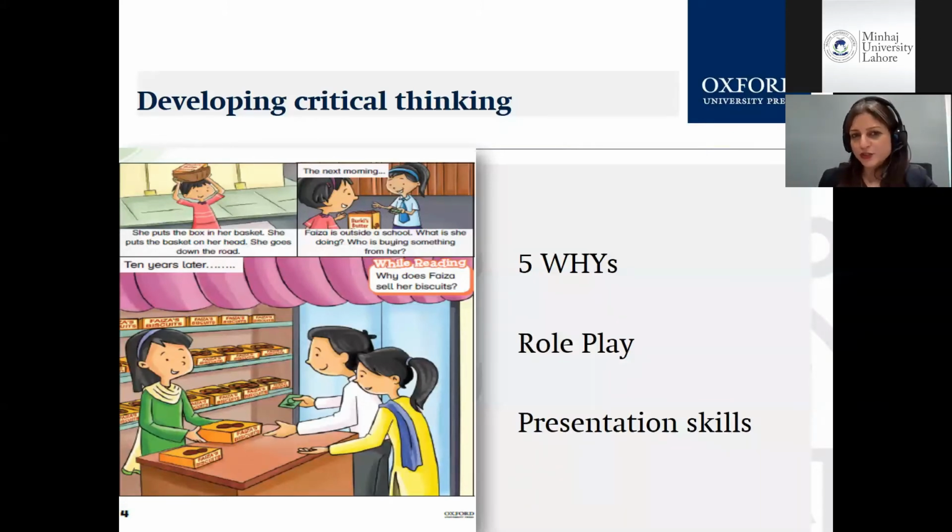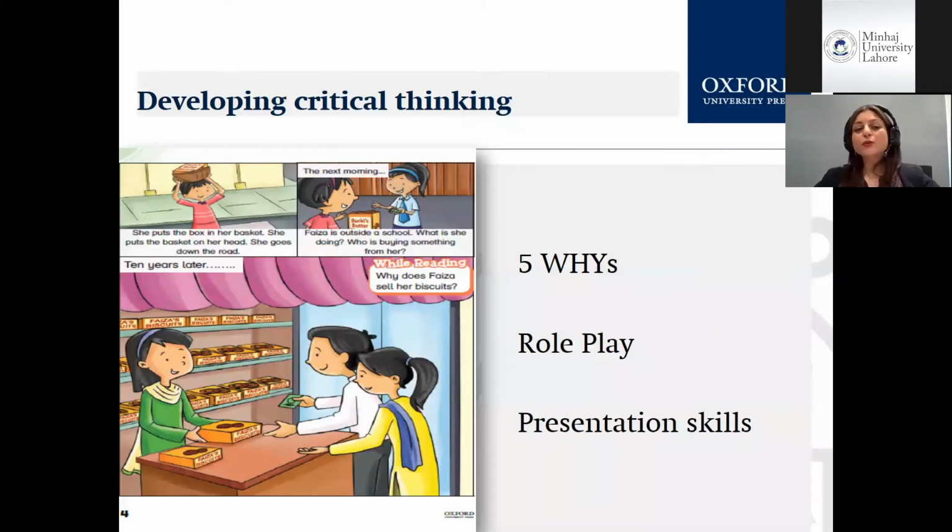Where do you think she's going? When do you think she's going to sell these biscuits? Early in the morning, in the afternoon, in the evening? They'll say probably not in the morning because she's in school in the morning. Afternoon ya evening mein sell karti hogi. So when you look at graphic stories, use the 5 whys to develop critical thinking, or use role play.